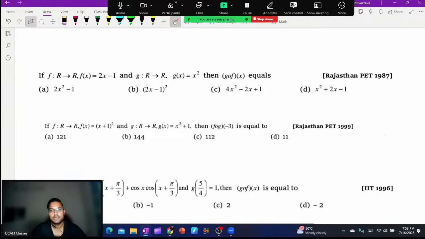Arey, G circle F is there. First you have to put the value of f of x. G circle F means g of 2x minus 1. Kanishka, are you confused? If there is confusion, then do this: put the value of f of x that is given to you first, and after that g of this. g of x is x squared, so g of 2x minus 1 will be (2x minus 1) whole squared. Now do the second one quickly.